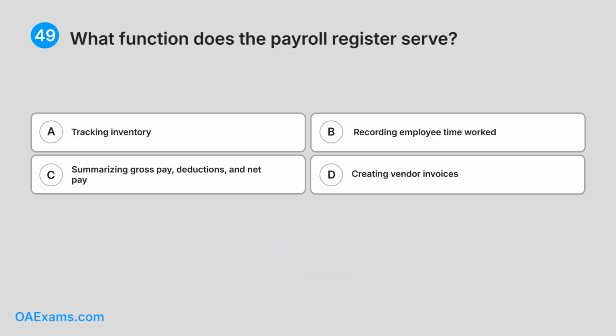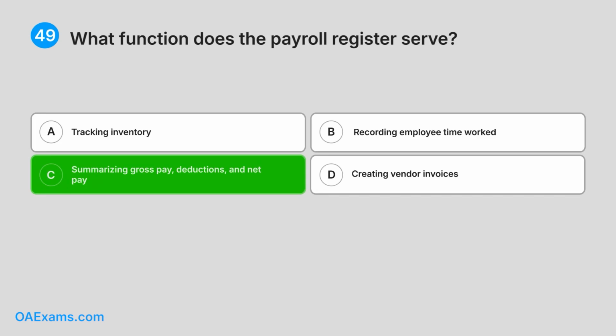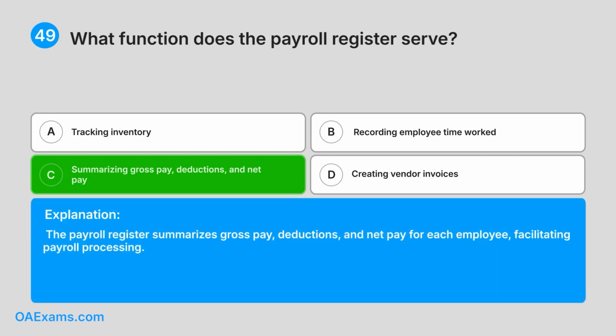Correct answer. C. Summarizing gross pay, deductions, and net pay. Explanation: the payroll register summarizes gross pay, deductions, and net pay for each employee, facilitating payroll processing.